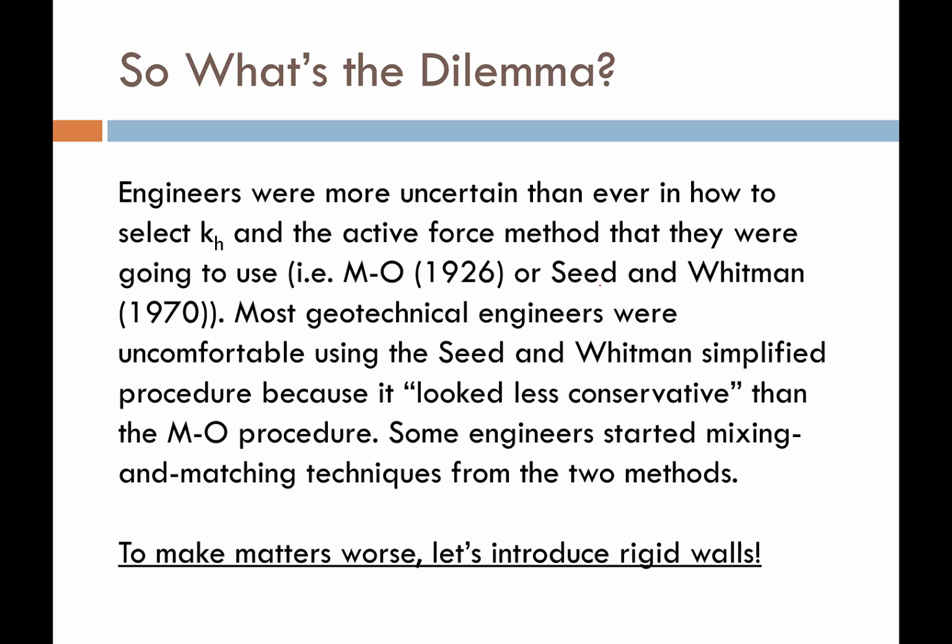A lot of engineers reported being uncomfortable with the Seed and Whitman recommendations because it just looked less conservative. They were drastically reducing the lateral earth pressures against structures, and boy, that made them nervous. Anytime you lower those loads, lower those pressures, what if it fails? What if it fails? And so it made a lot of engineers nervous, and they didn't want to switch.